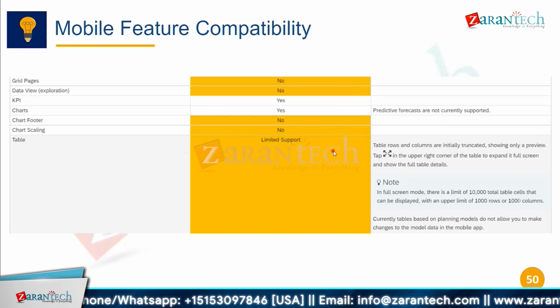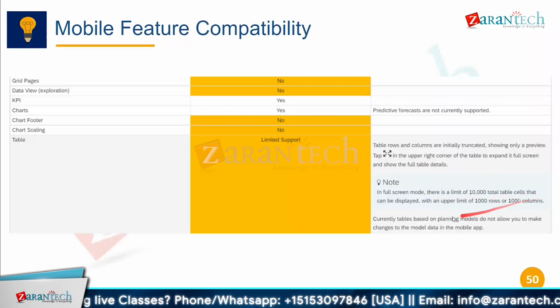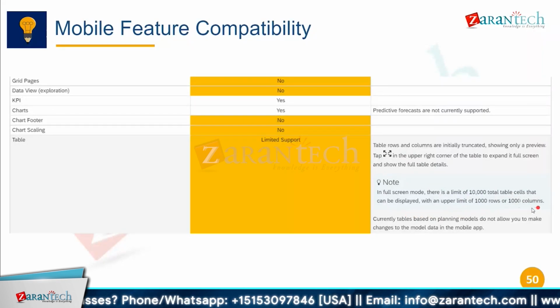Then for tables, there is some limited support. Table rows and columns are initially truncated, showing only a preview. Based on the screen size, it will show, for example, if your table has 10 columns and you're opening an iOS medium device like iPhone 6 or 7, then four or five columns will be shown in the beginning. If you want to see the whole table, you can click on the full screen icon to expand it and see the full details. Also in full screen mode, there is a limitation on the number of cells: 10,000 table cells can be displayed, with an upper limit of 1,000 rows and 1,000 columns.